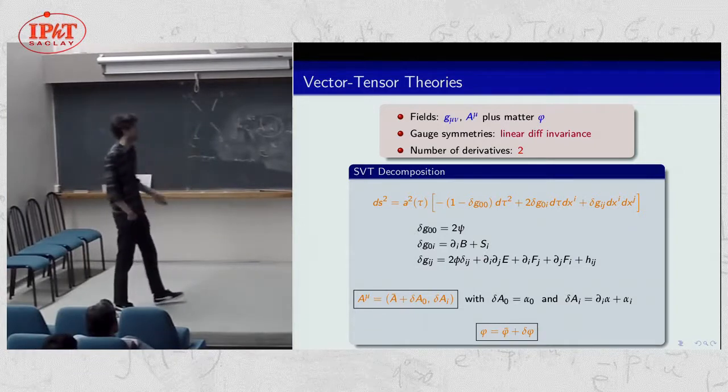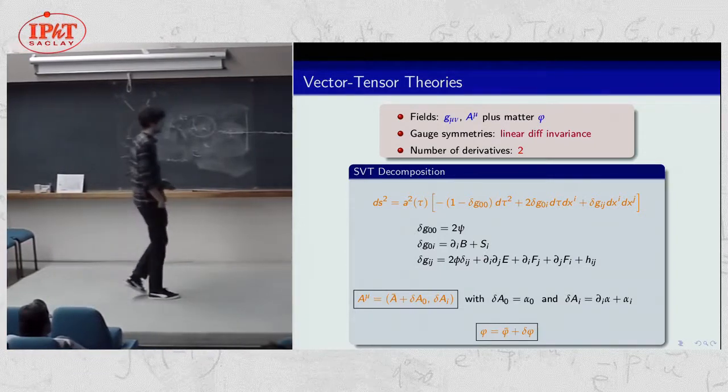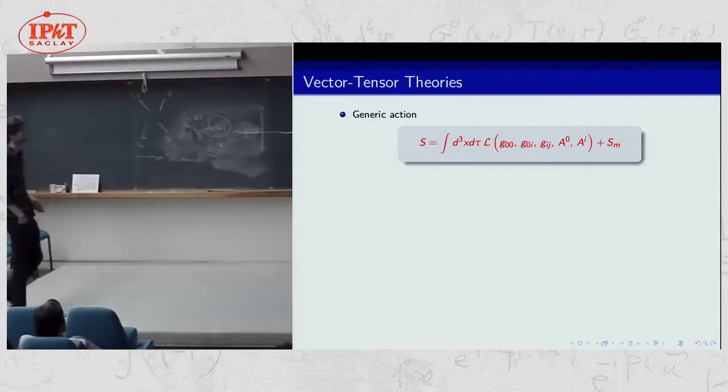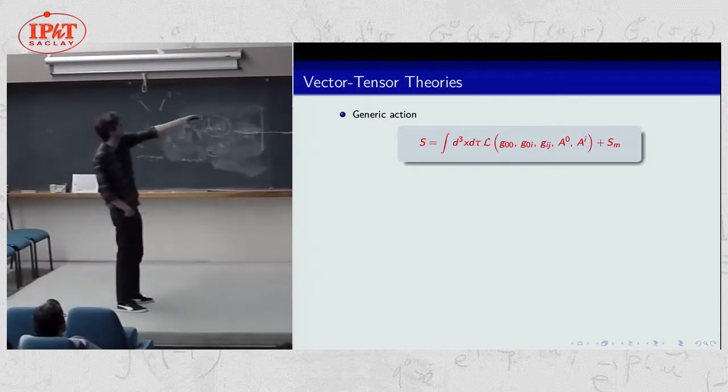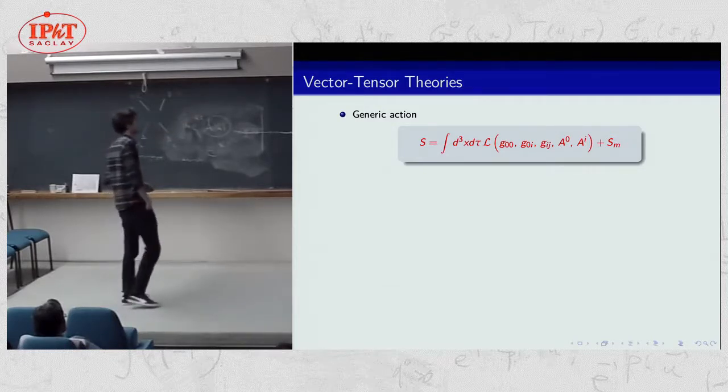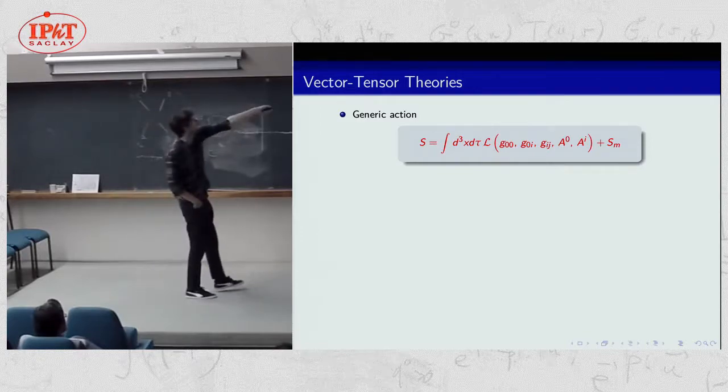And in the same way, the matter field. Now, I want here just to show you how to follow the recipe. You write down a generic action with the ingredients already split in space and time. Here, the Lagrangian is generically a function of the metric and the vector field, plus you have the matter.